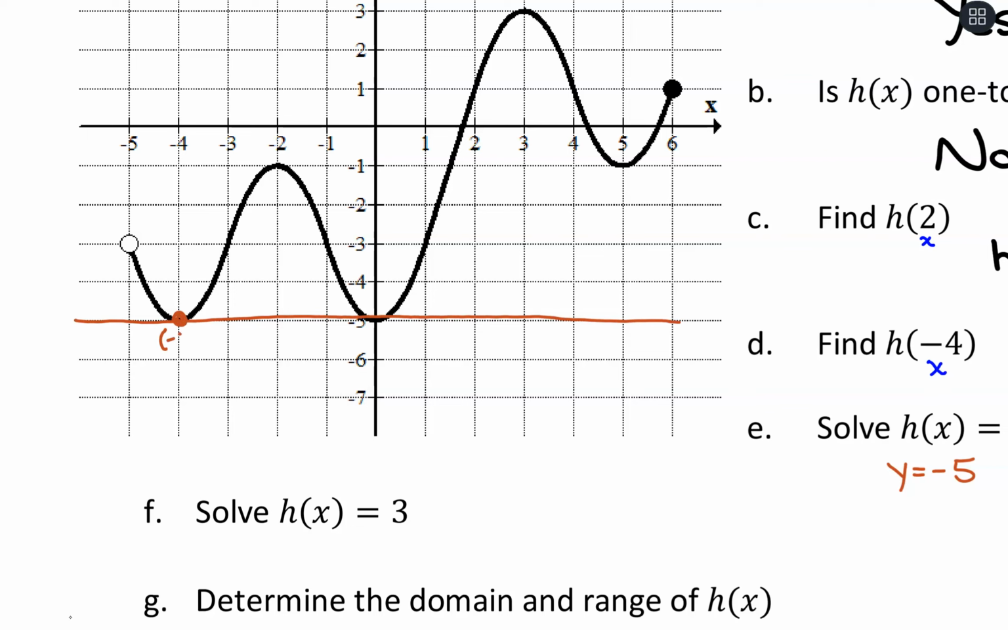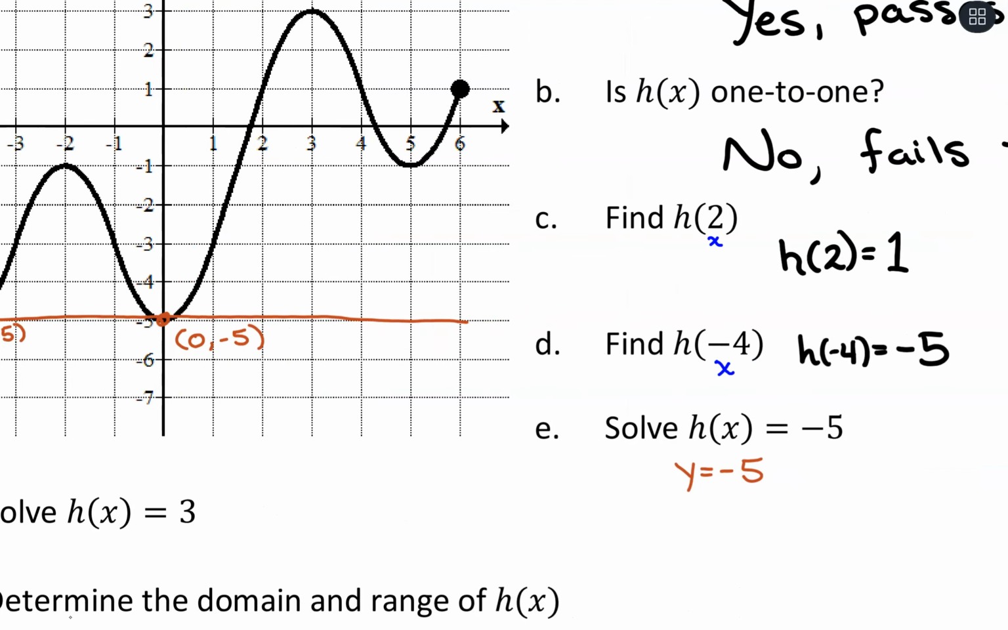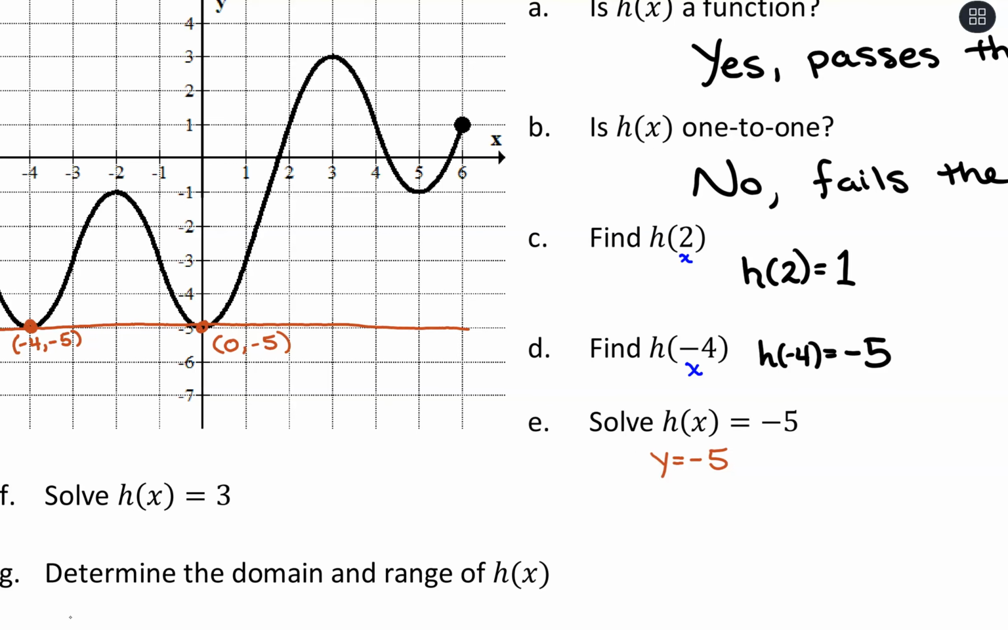So we have that coordinate that we saw before, (negative 4, negative 5), but we also have (0, negative 5). So with that, solving h of x equals negative 5, I'm going to say x equals negative 4 or 0. So there's two possibilities there. And that right there shows that this is not one-to-one. If it was one-to-one, there could only be one value for x, but that's not happening in this case.